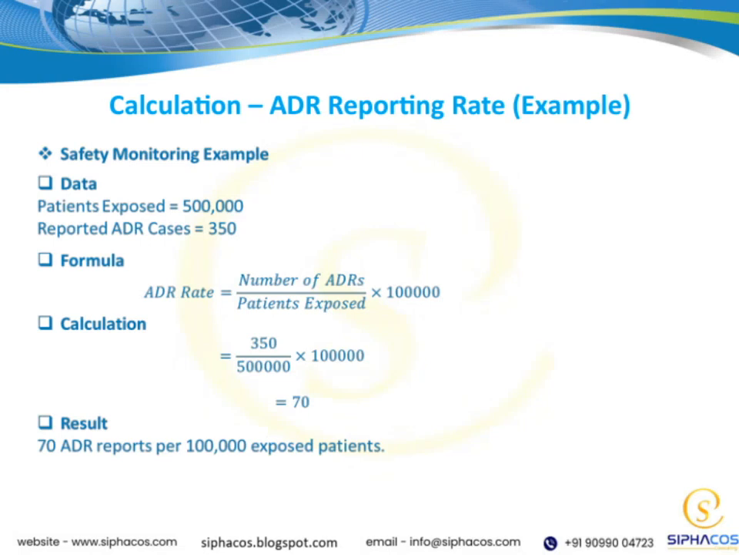Now, let's look at how we calculate the ADR reporting rate with a simple example. This rate helps us understand how often adverse drug reactions are reported within a given time or population. By tracking this, we can spot trends, improve safety, and ensure better patient care. It's a key metric that turns raw data into actionable insights, showing us where to focus our attention next.